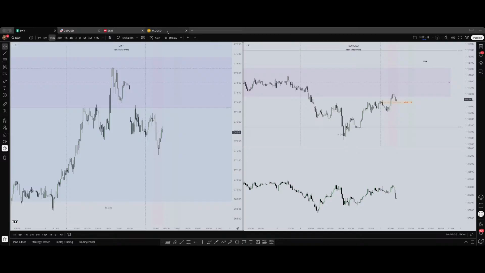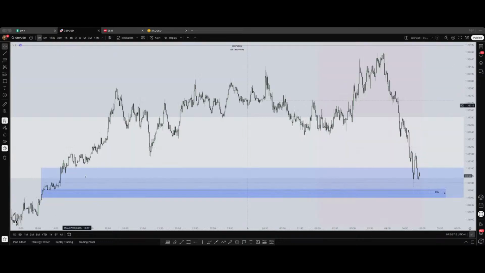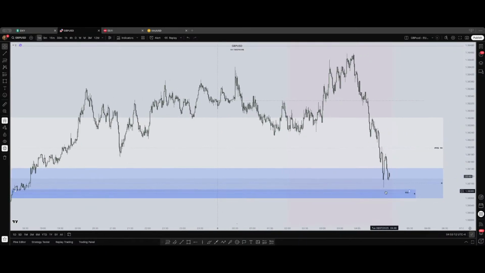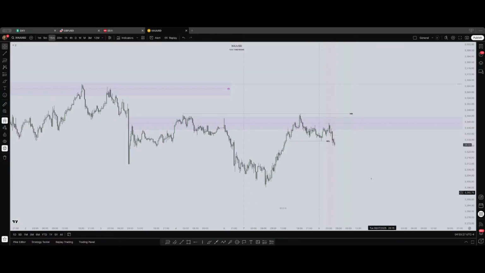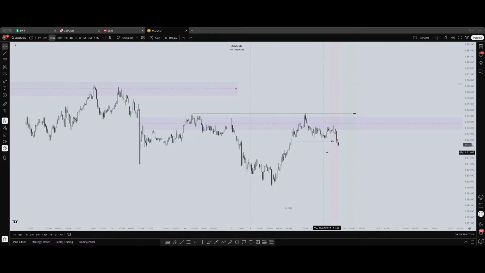So far we have a nice reaction. Let's see how price reacts to this. I'll put an alarm here in these equal lows, which are inside this 5-minute fair value gap. Okay. Gold, yes, doing this.